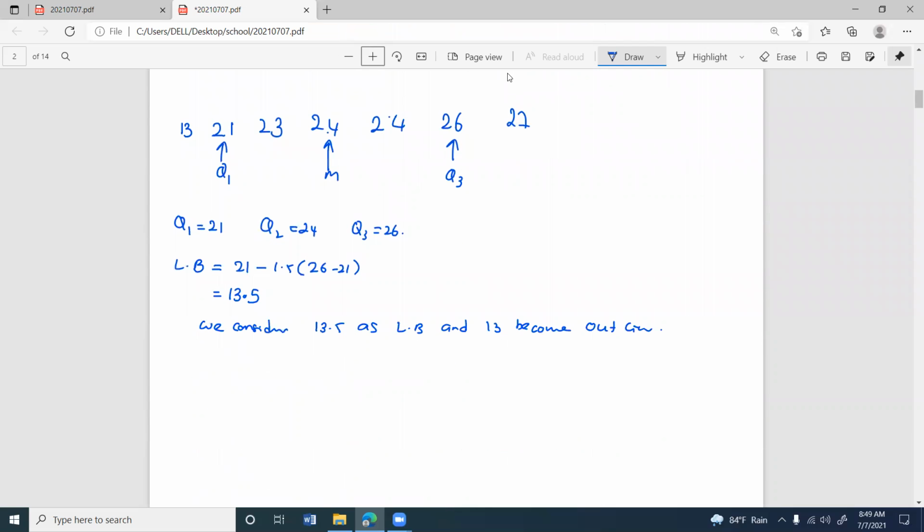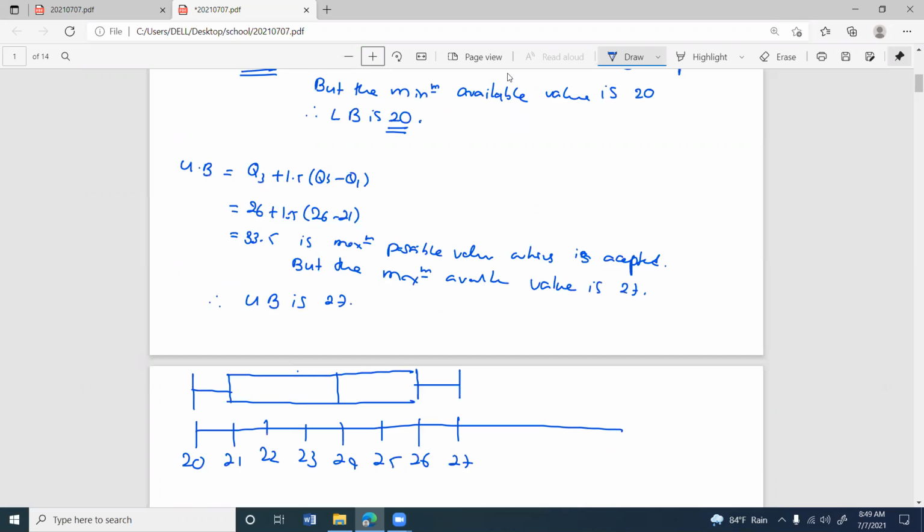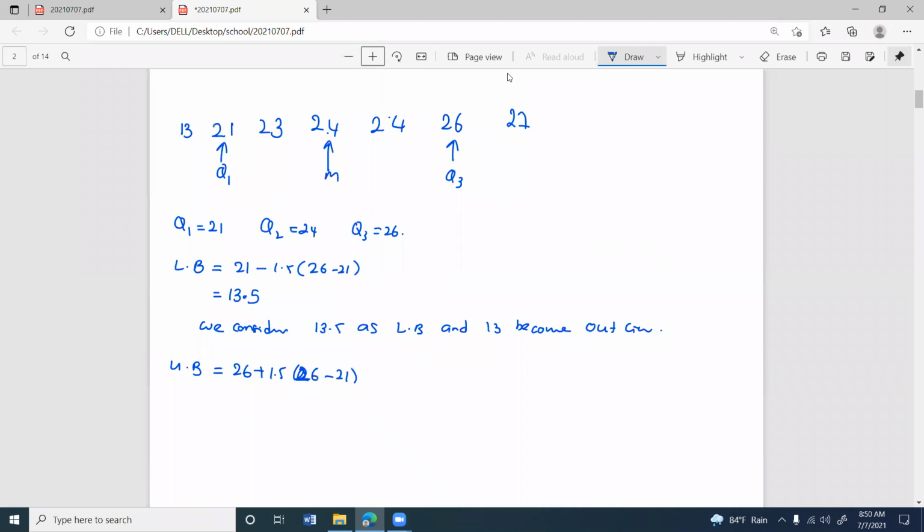Then we'll come to the upper boundary. Upper boundary is 26 plus 1.5 times 26 minus 21. That answer is 33.5. It is the same answer you got over here. I am using the same set of information, just making slight changes. But what is the condition? We know that we can go up to 33.5, but in our set, the data ended at 27.